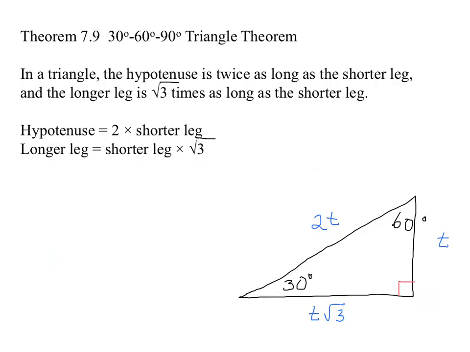Next theorem, it's the 30, 60, 90 triangle. It's another special triangle. In a 30, 60, 90 triangle, the hypotenuse is twice as long as the shorter leg, and the longer leg is the square root of 3 times as long as the shorter leg. Okay, that's a lot of information. What I really need you to remember is this skeleton right here. It's a 30, 60, 90. I will always refer to this as the long leg, short leg, hypotenuse. The hypotenuse is always across from the 90-degree angle.